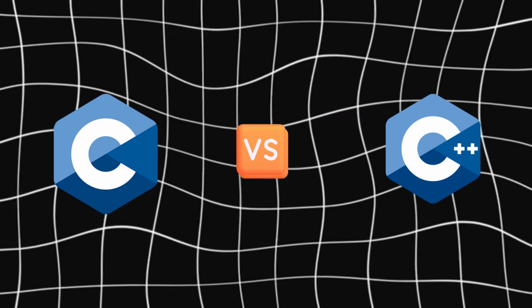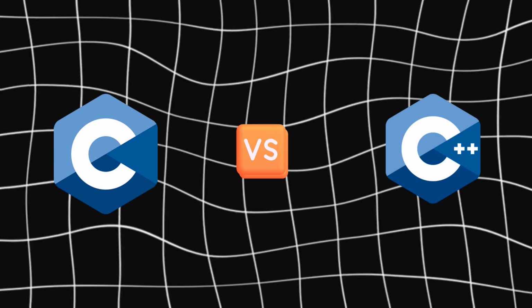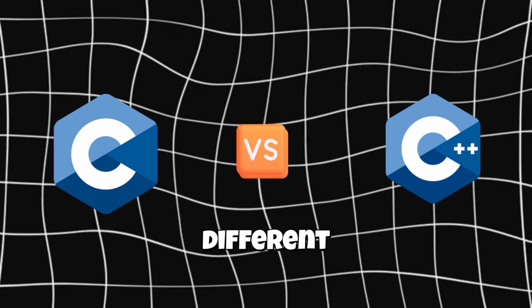C and C++, they look similar, but inside they are very different. C is one of the oldest programming languages in the world. It was created in the 1970s and it's still used for operating systems, hardware drivers, and embedded systems. C is fast, simple, and gives programmers full control over memory.